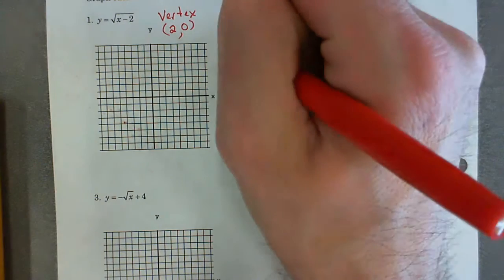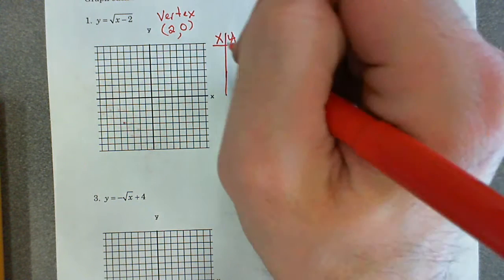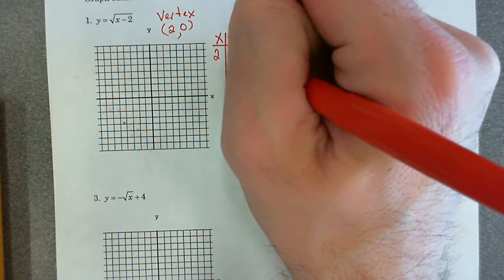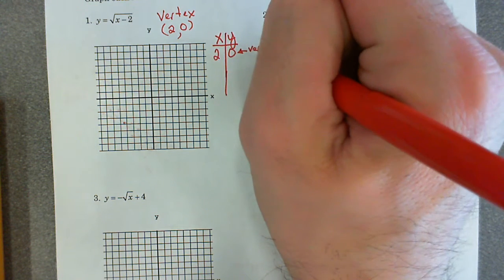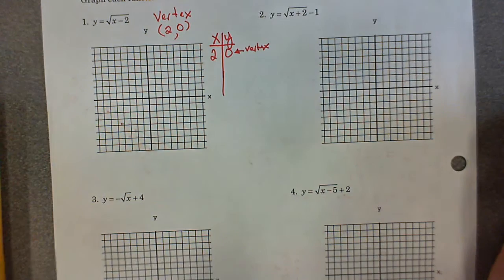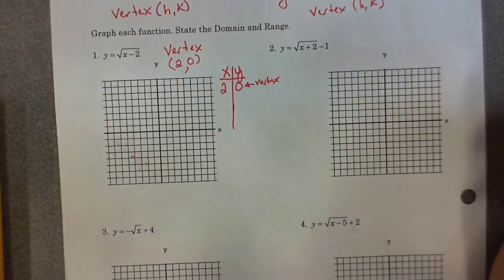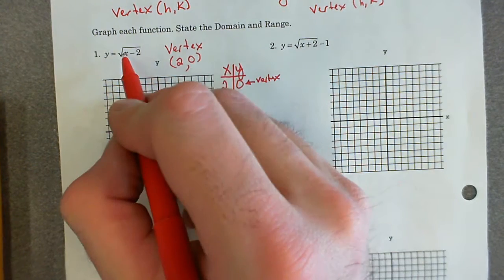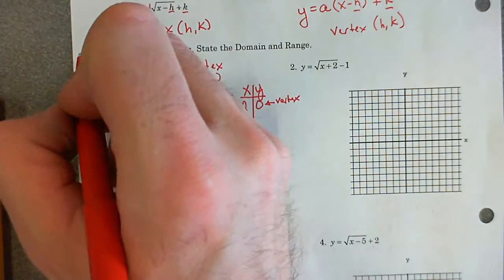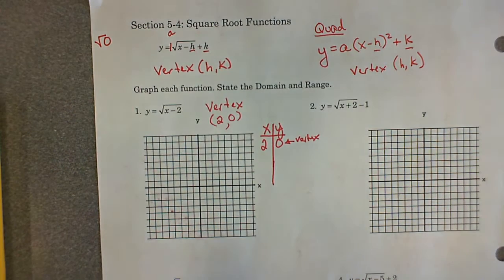So on our chart here, we are going to put 2, 0 as our vertex. This again is our vertex. Okay. And then we need some other points. Well, what are some nice square root values? Well, when you plug 2 in, you get 2 minus 2. That's the square root of 0. So square root of 0, that's a nice square root.